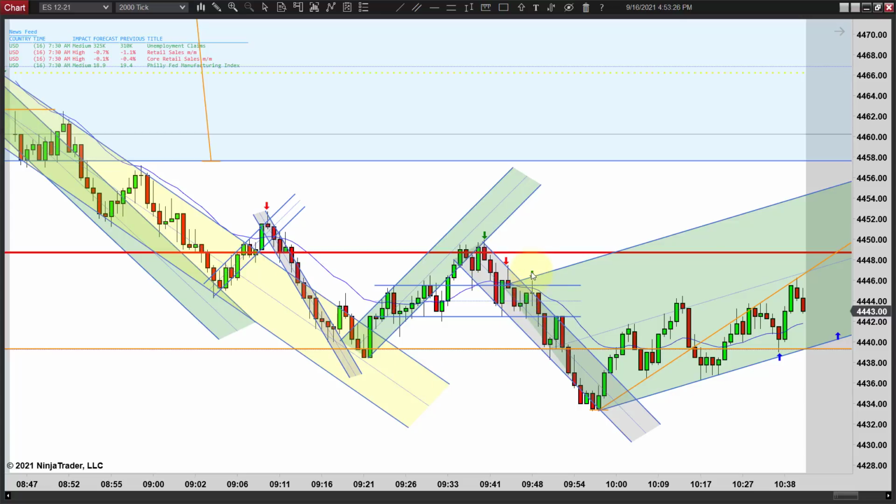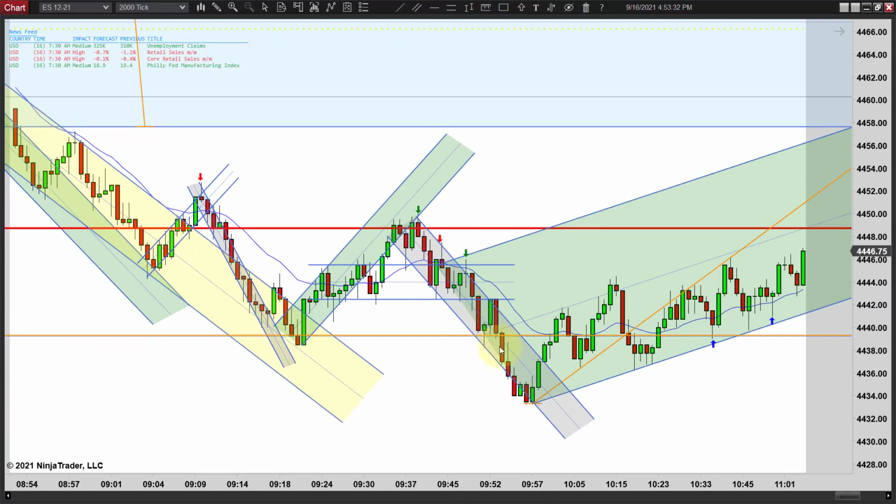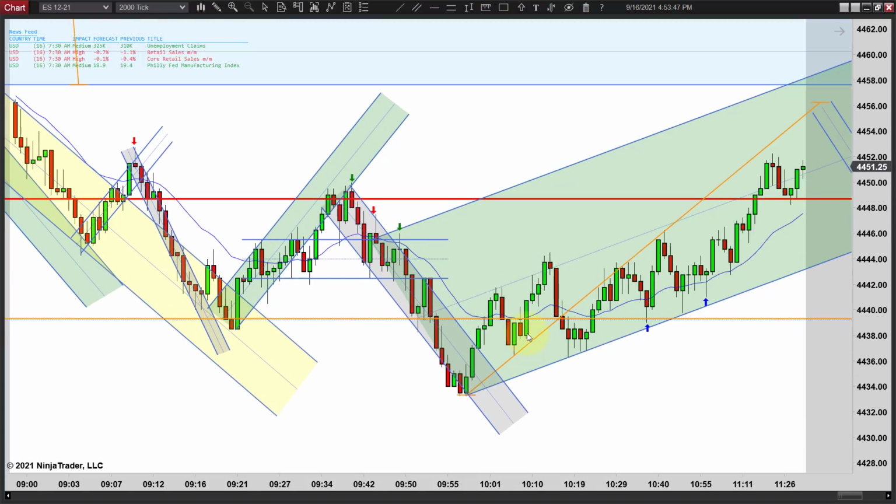It probably trapped some people right there thinking we were going to go higher, and you can see it drops down pretty quickly. And we actually pushed through the measured move of the range. That's this orange line right here with the blue line underneath it. And we try to bounce, but I don't see a good short setup.